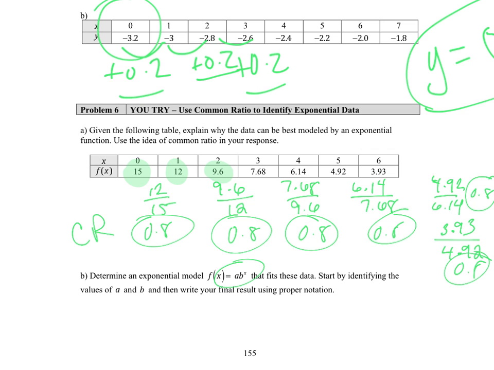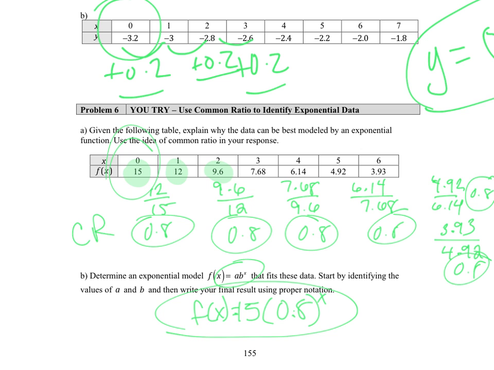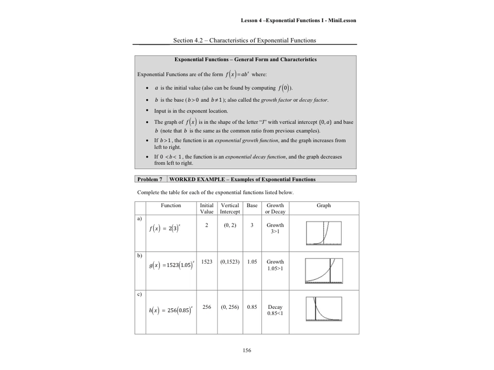So if I'm going to use this to create a model, remember the a is the initial value. That's the value the function has at 0. So for this function, that's 15. The b is the growth factor, 0.8. And we always put the x in for the exponent. We're going to do a lot more with writing the functions in just a minute. But for now, that kind of gives you an idea.